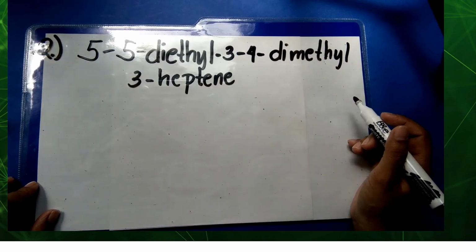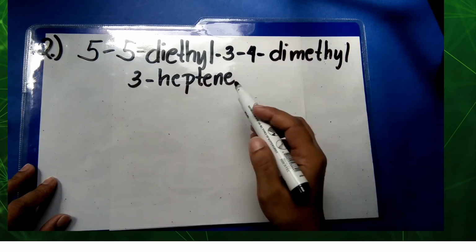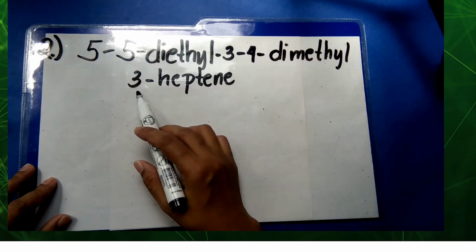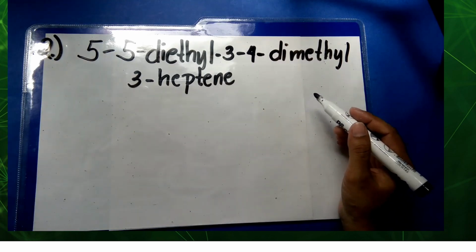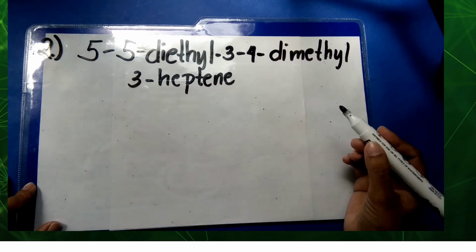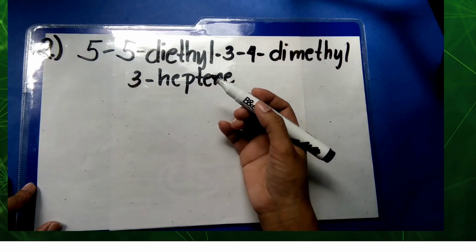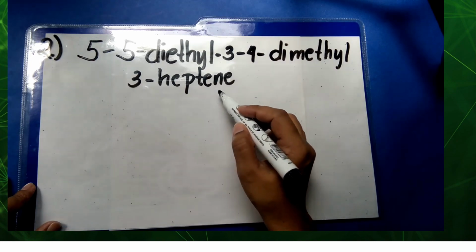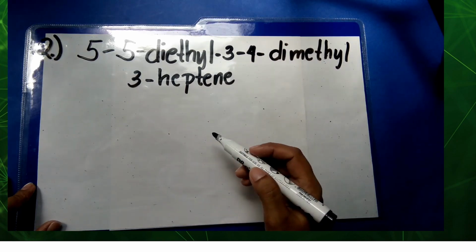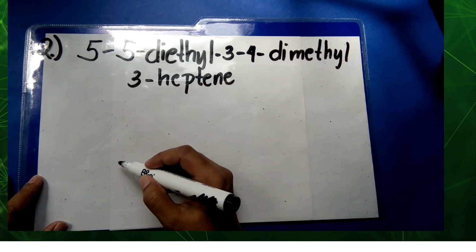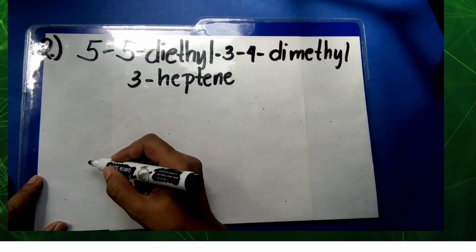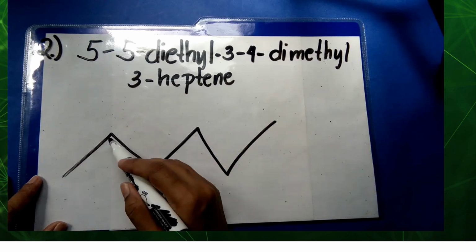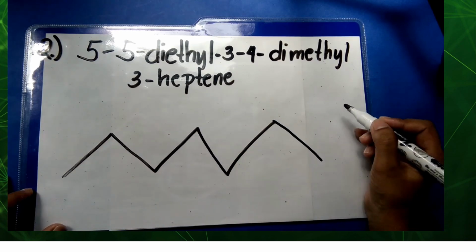Okay, for our second example, we have the given here 5,5-diethyl-3,4-dimethyl-3-heptene. Yes, it looks a bit long, but never worry, this is very simple. The first thing that you need to do is to look for the parent chain or to draw the parent chain, which is heptene. So there are 7. Heptene contains 7 carbon atoms. Let us draw 1, 2, 3, 4, 5, 6, 7.